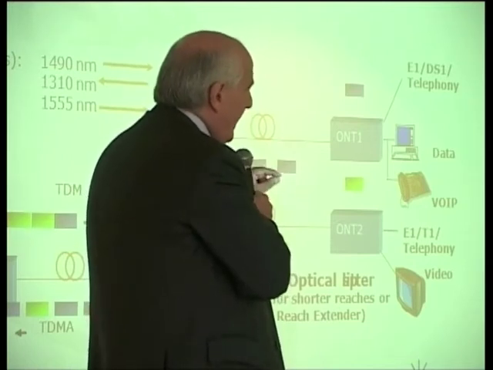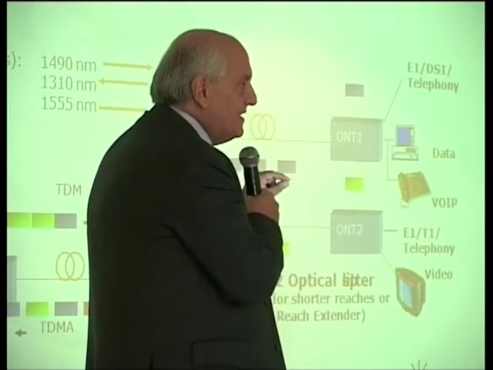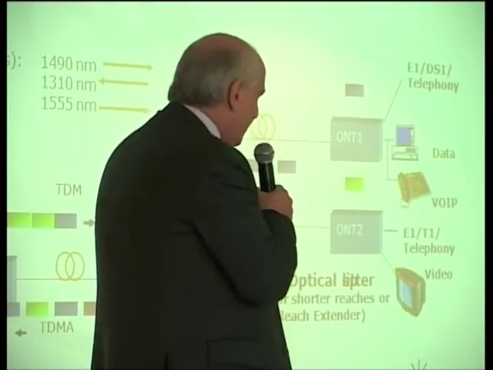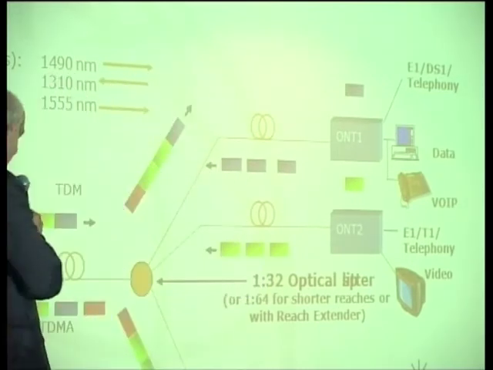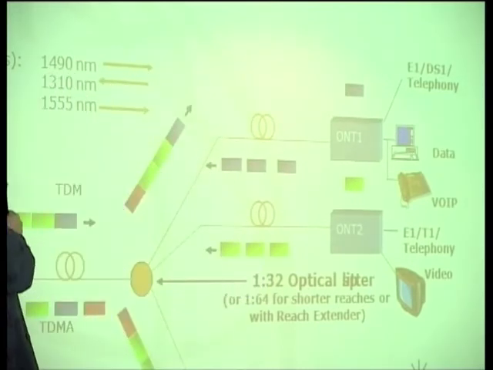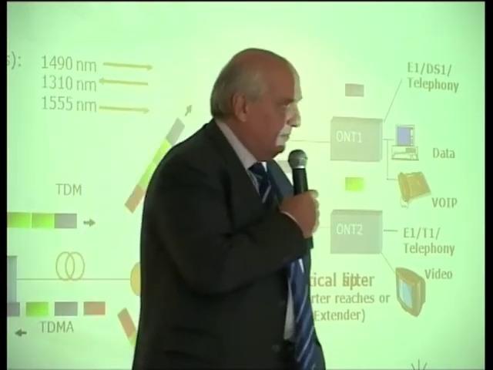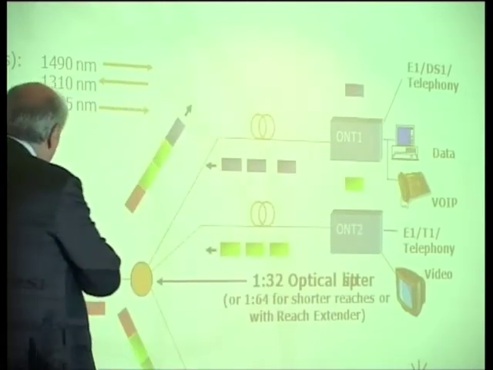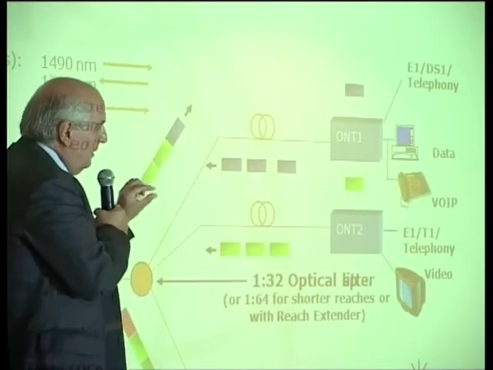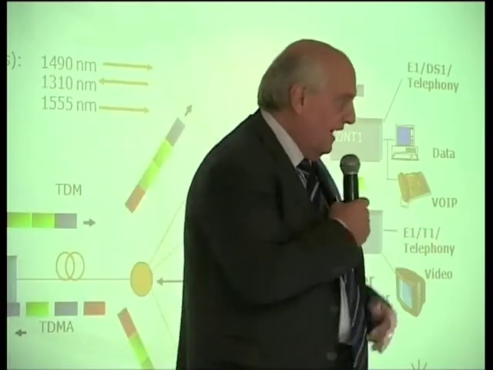So the most distant ONT will send the maximum power. The ONTs which are the nearest to the central office will send the lowest power, so that when the packets reach the OLT, they are in a narrow range of amplitudes.